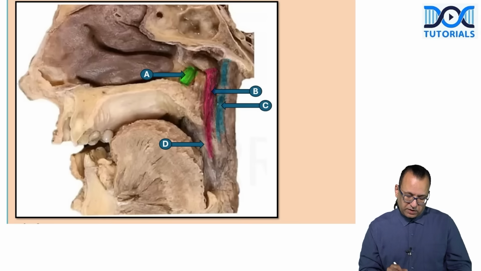What about this marker D then? Let us choose some other color, let us take this pink color or maybe the bluish color, and it will be coming from the palate, violet color, and then going into the pharynx.